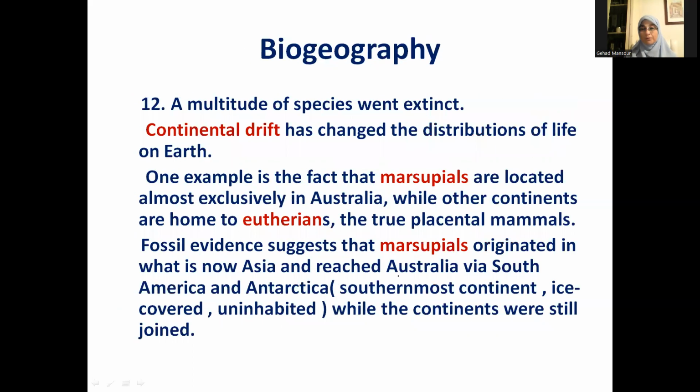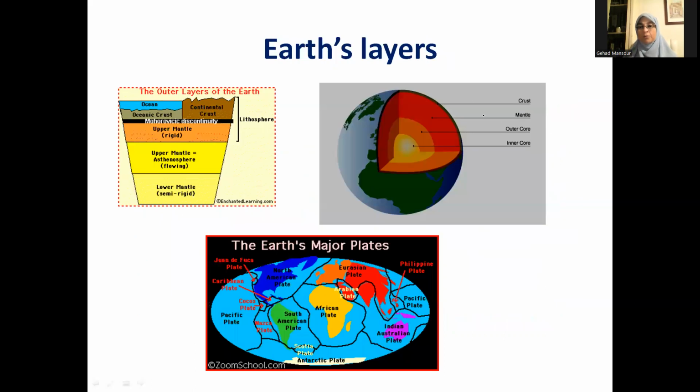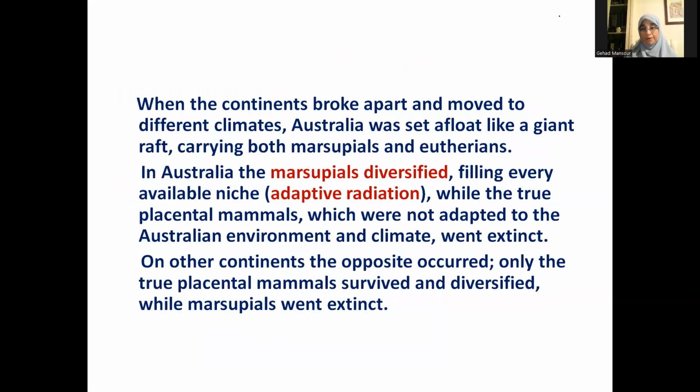What is the crust of the earth? If we look here, we will find that we have the layers of the earth. We have a crust, an outer crust, and then we have a mantle, a hot mantle, and then an outer core and an inner core. And the outer crust is not continuous. The outer crust is made of plates that we call the tectonic plates.